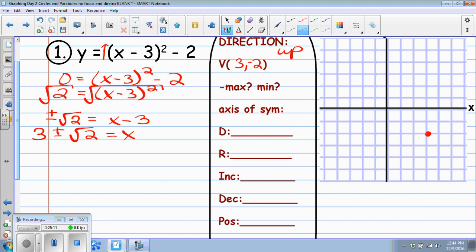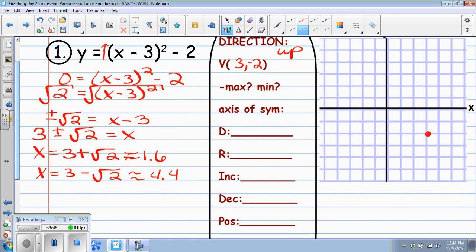Okay? So I'm going to calculate what those are so I can know where to put those dots on the x-axis. So I'll do 3 plus the square root of 2 and 3 minus the square root of 2. So x equals 3 plus the square root of 2, which is approximately equal to 1.6. And x equals 3 minus the square root of 2, which is approximately equal to 4.4.